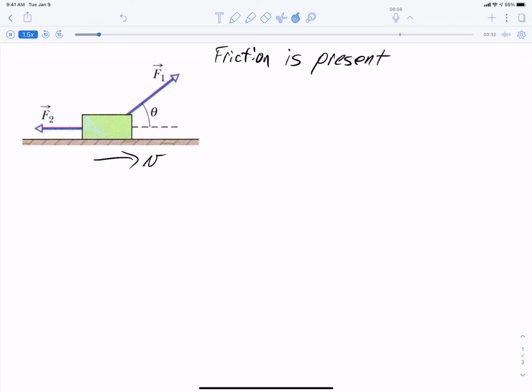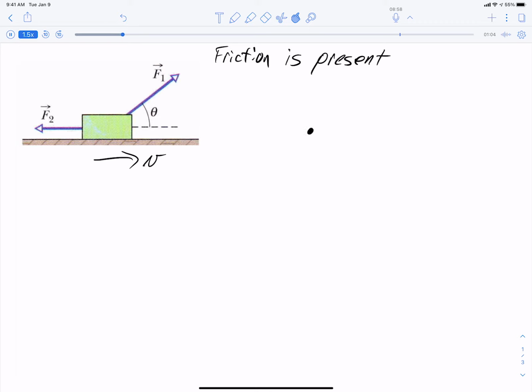Newton's second law equations. Okay, so let's start with this example. We have these two forces acting on a single object. One of them is at an angle, and we're told friction is present and the object is moving to the right. Okay, so we need to draw the free body diagram. This is one type of problem that you may be asked, which is a single object with multiple forces acting on it, and probably one of those forces will need to be broken into components.